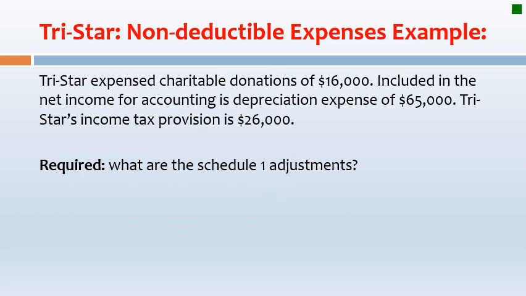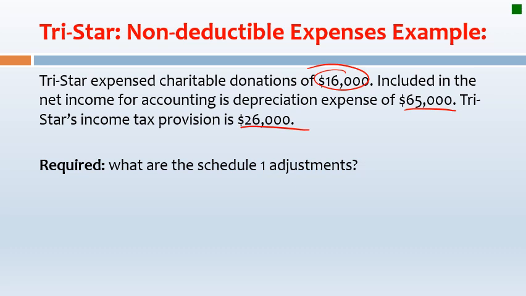Let's apply some of this theory to TriStar. So we've got charitable donations of $16,000 that they expensed during the year for accounting purposes. Also included in net income is depreciation expense of $65,000. They have an income tax provision of $26,000. And my question for you is, what are the Schedule 1 adjustments?